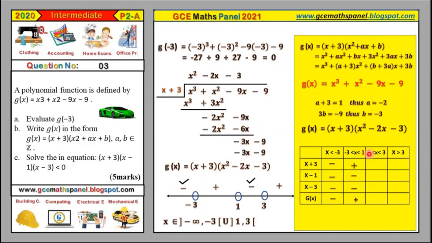Okay, now in this region between 1 and 3, you can take 2 and fit here, here, and here. So when we put in 2, 2 plus 3 gives us a positive number, 5. 2 minus 1 is positive. 2 minus 3 is negative. So the product is a negative number. And for a number greater than 3, for example 4, 4 plus 3 is 7, positive. 4 minus 1 is 3, positive, and 4 minus 3 is positive. So positive times positive gives us positive. So we have the same results as we have here. So our x will be an element from negative infinity to minus 3 from below, and 1 from above to 3 from below.